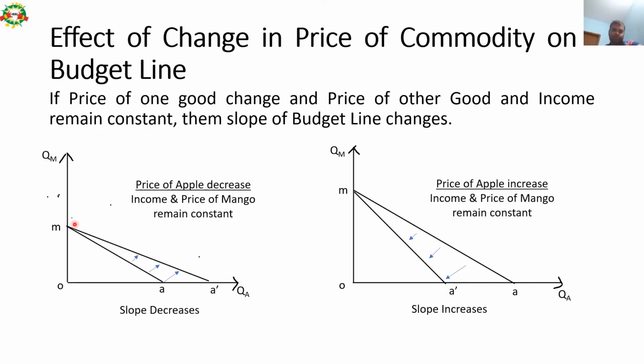level of mangoes. Likewise here, if price of apple increases, then the slope of the budget line will increase, because with the given budget the customer will be able to buy less number of apples, but the number of mangoes which he can purchase given the constant level of income will remain constant, assuming constant price of mango.